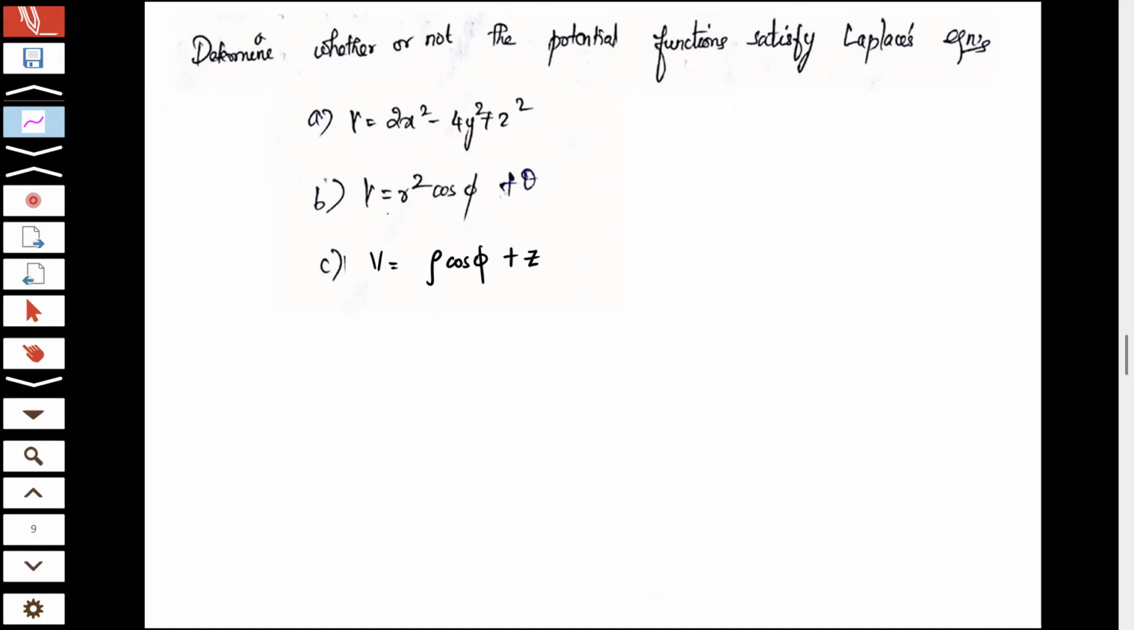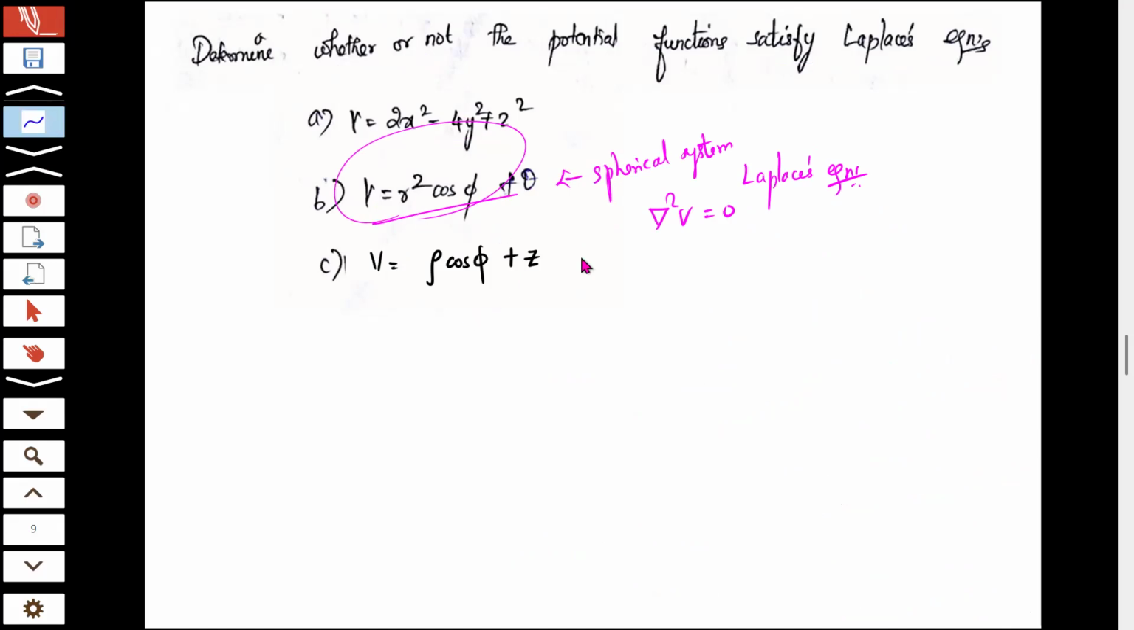So for subdivision B, this is in spherical system. So we have to take the formula for del square v in spherical system to solve for this. So let me write del square v equals to 0. This is the Laplace equation. Now we should check whether the given potential function v satisfies the Laplace equation.